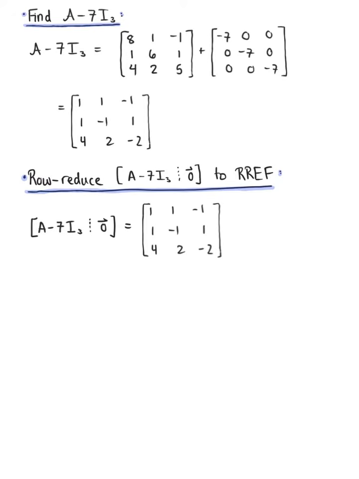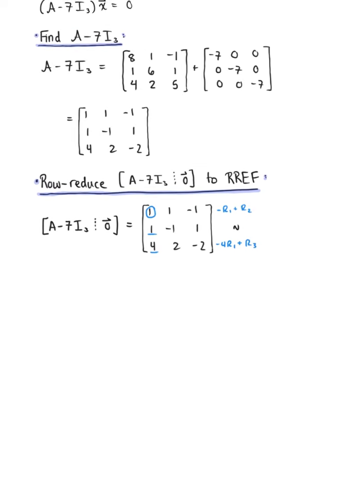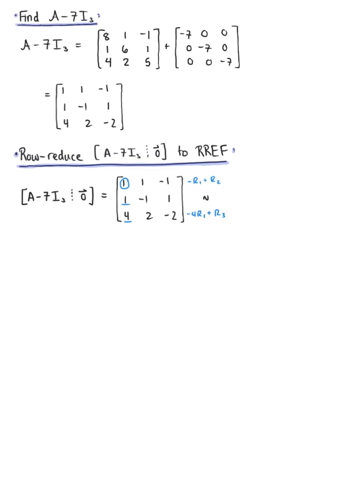So beginning with the first pivot position, we want to use this pivot to eliminate the entries below it. So we can do this by doing minus the first row plus the second row, and then minus 4 times first row plus the third row. And let's give ourselves just a little bit more room. So we can see our first row is going to remain as it is. That's still 1, 1, negative 1.